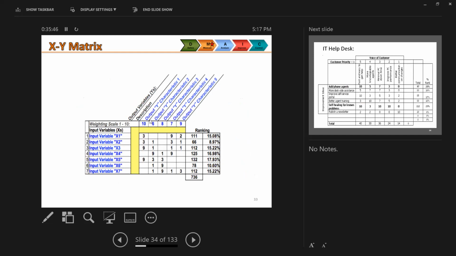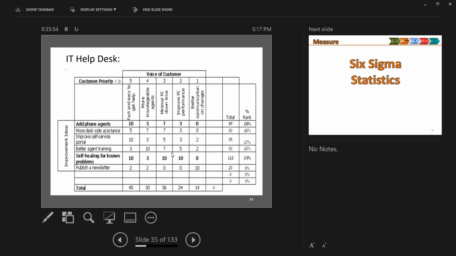And everybody says, on a scale, what do you think it is? So it's very similar, as you can see, to FMEA. And here's an example of an IT help desk. Let's say you run an IT help desk where you're helping people. What's important to the customer? If you look at number 5 here, the most important thing is that they get fast and easy help. In other words, people don't have to wait a long time.